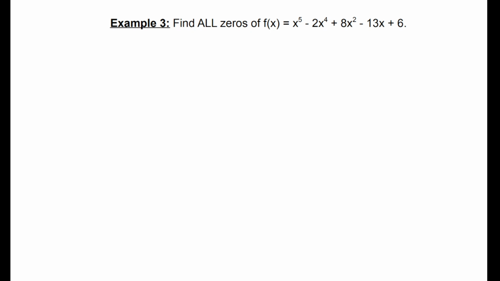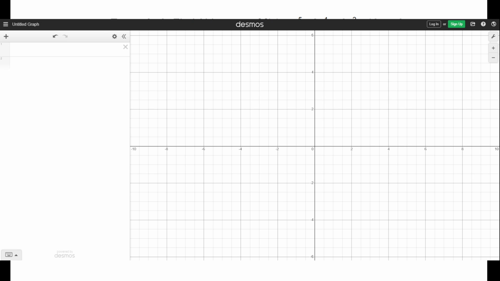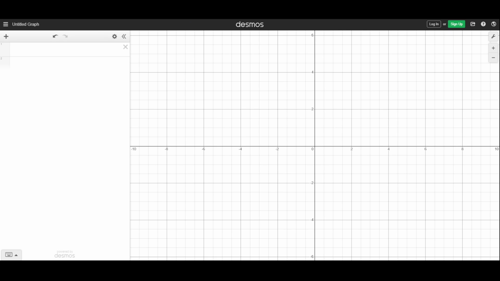Okay, so let's say I have this one, and let's say I don't want to go through that whole process again. So what can I do to kind of help me out? And the answer is I can use my graphing calculator. So let me go ahead and do that. Let's see, where is GeoGebra at? All right, there we go. And we'll get rid of the drawing space. Perfect. So I'm going to type in my function.